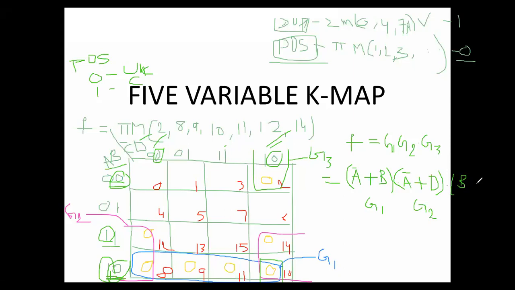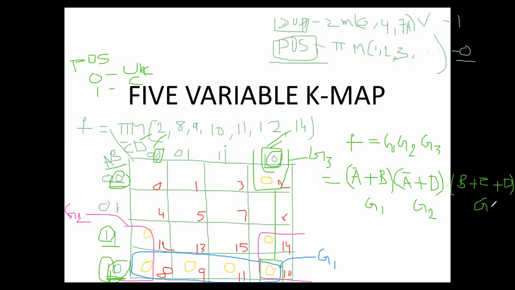B, plus, what about CD variables? Only one combination. See here, cells 2 and 10, only the 1, 0 combination. That's why C is 1. C is 1 means C bar, plus D is 0, that's why plus D. So this total is Z3.